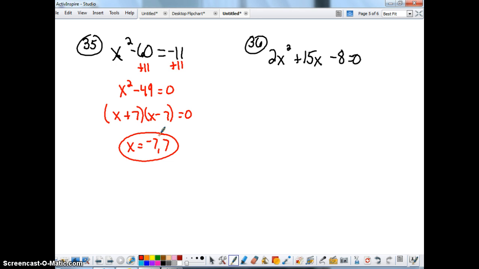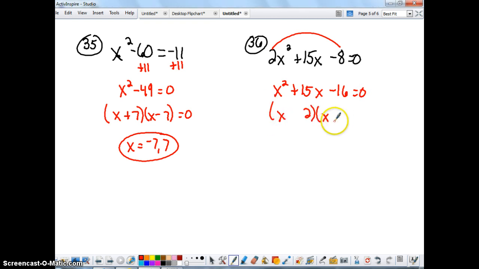36, very similar. When I look at this, again, the first thing I should always be looking for is the greatest common factor. 2, 15, negative 8, there's nothing in common for those. So now I'm just going to factor this. 2 times that negative 8 is going to give me x squared plus 15x minus 16 equals 0. I'm going to factor in x and a 2, and x and a 1, and x and a 16. All right, the bigger number gets the middle sign, so this is a plus, that's a minus.